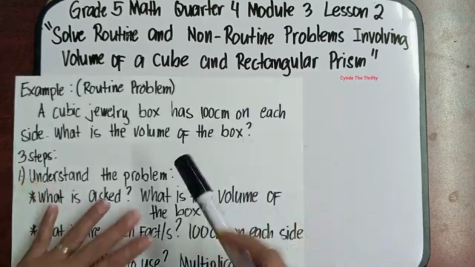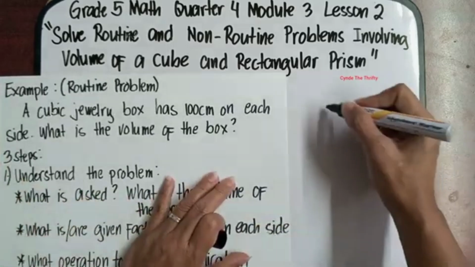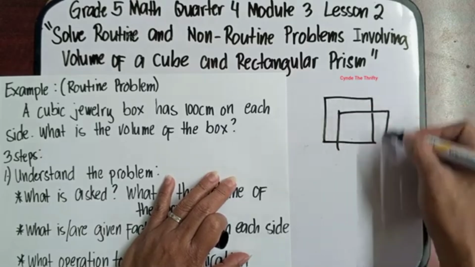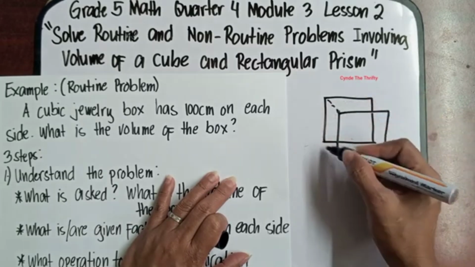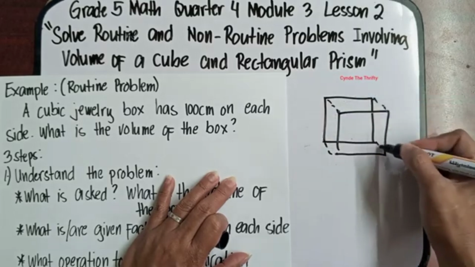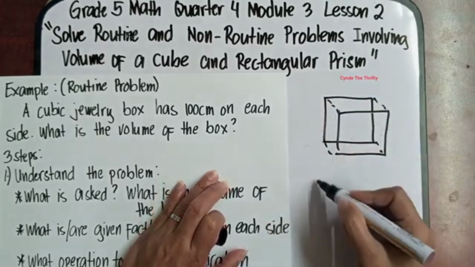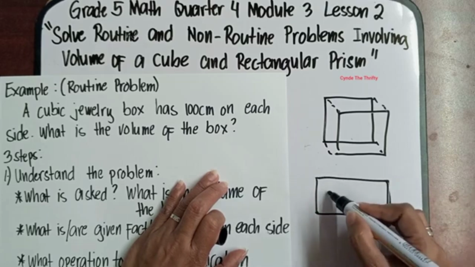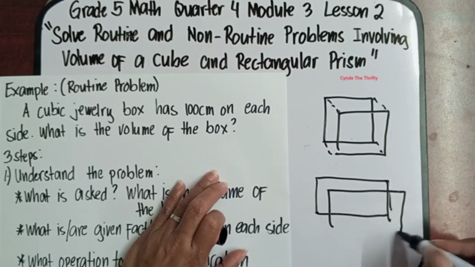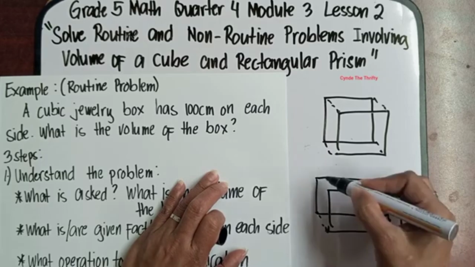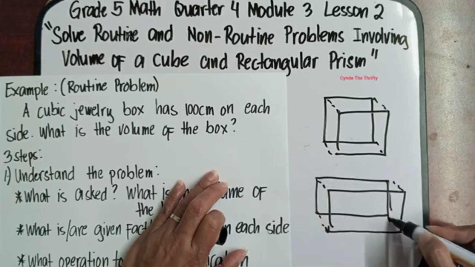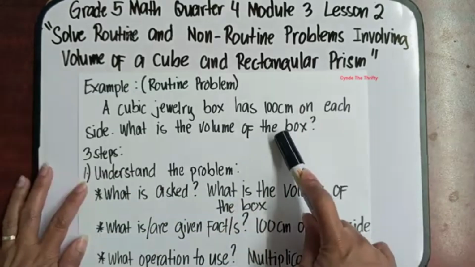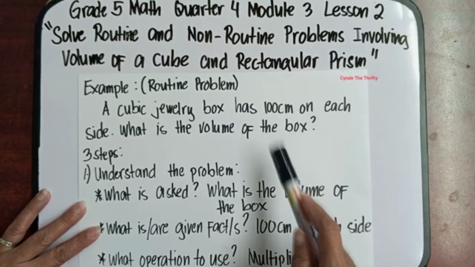By the way, ang cube pala, ganito ang ating cube. Hayaan nyo na kung hindi straight yung line natin. While ang rectangular prism is a rectangle. It has the same base. Dalawa yung base niya, rectangle bases, and then, like this. Okay? So, ito yung cube at ito yung rectangular prism natin. So, ito yung problem natin. Paano tayo mag-solve ng routine and non-routine problem?